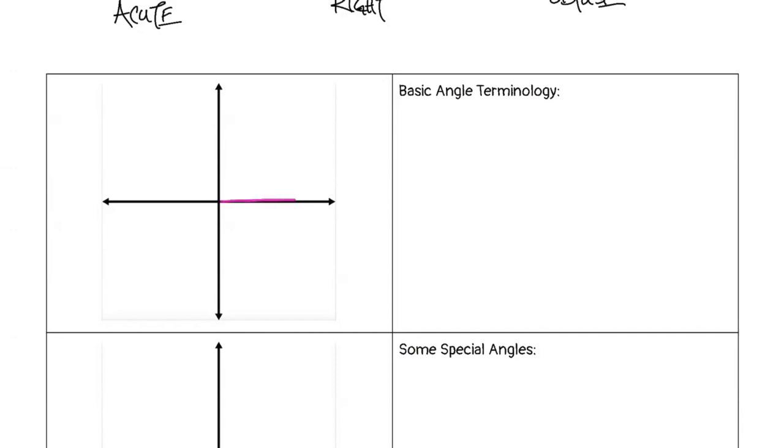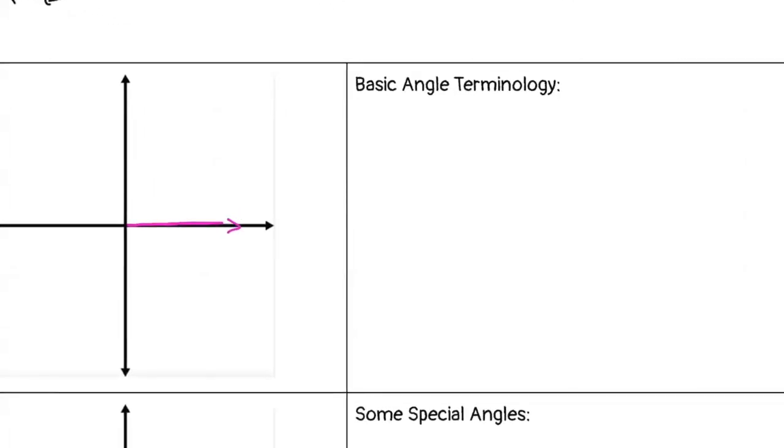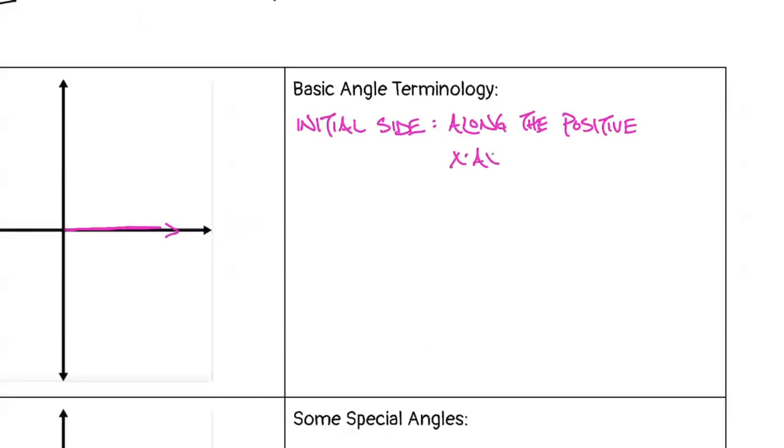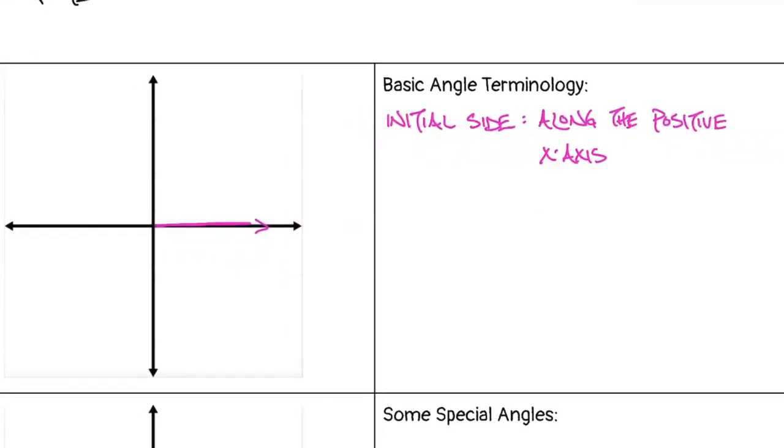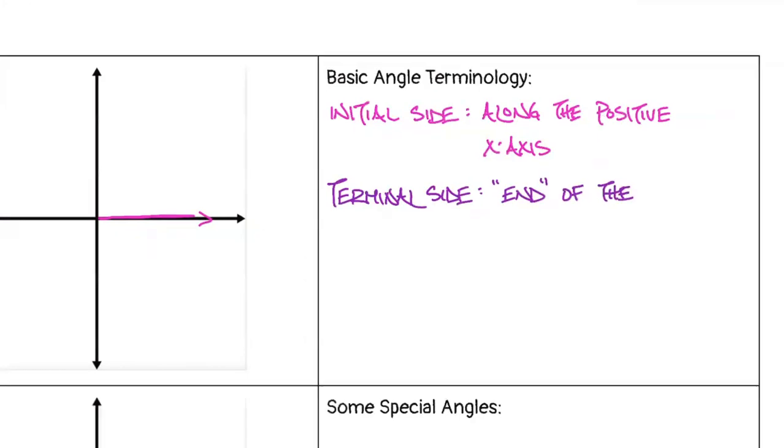I'm going to draw a ray that is right along the positive x-axis. And that we're going to call the initial side. Okay, so the initial side of the angle is along the positive x-axis. Right. Now, if we have an initial side, we actually also need something called a terminal side. All right, terminal side meaning it is the end of the angle.